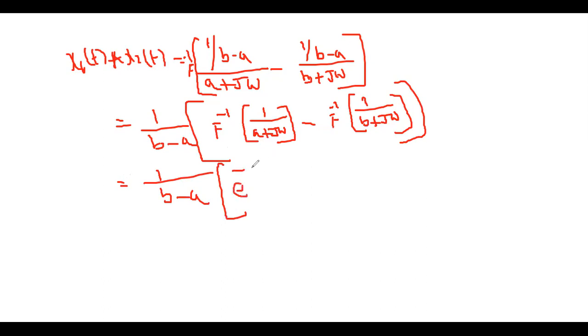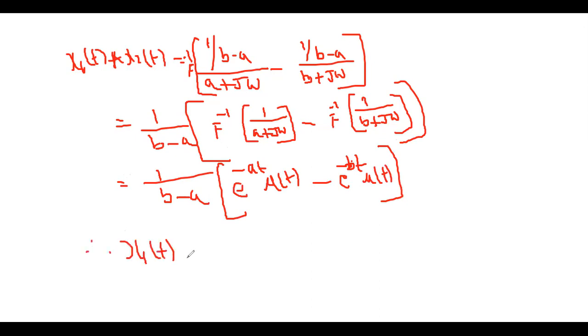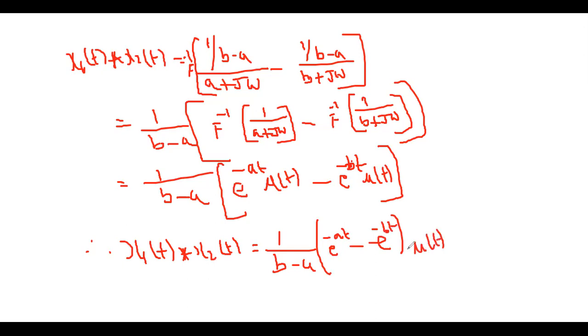So that is 1 by (b minus a) times, we know, e power minus at mu of t minus e power minus bt mu of t. Therefore, the convolution of the given two signals x1 of t and x2 of t is equal to 1 by (b minus a) into (e power minus at minus e power minus bt) into mu of t. Okay, my dear students.